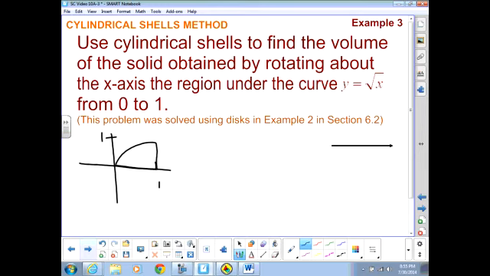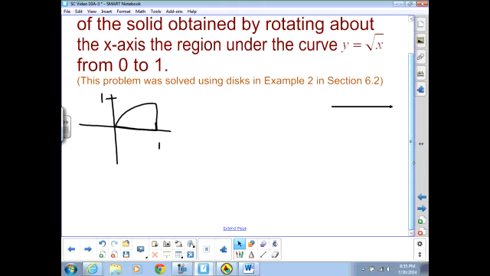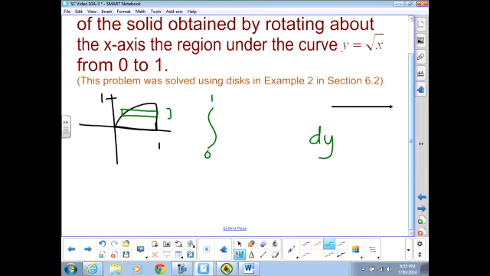Now we did this with disks in a previous video. We'll start out, we have to draw in a rectangle. The long way of our rectangle needs to be parallel to what we're rotating around. So we'll draw in something like that. So remember, the rectangle should start and end at the edges of your region. The thickness of our rectangle is in a y direction, so we'll be dy. Our y values go from 0 to 1.